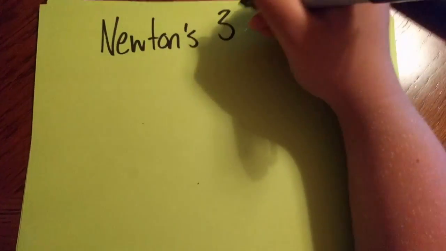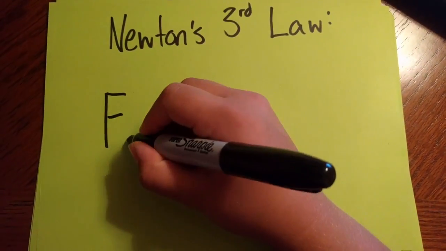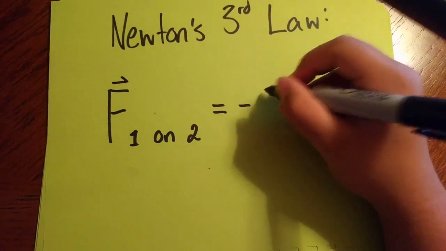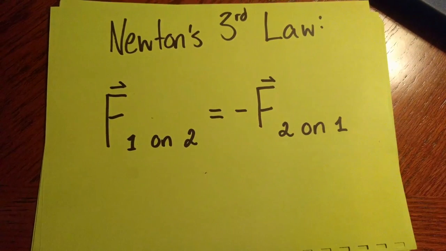Newton's third law states for every force that object 1 applies on object 2, there is an equal but opposite force that 2 applies on 1, where both forces are vectors.